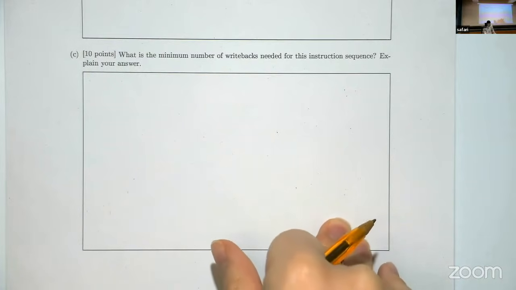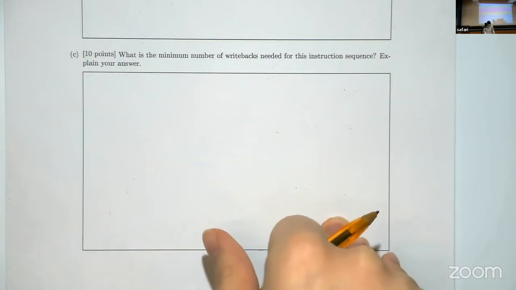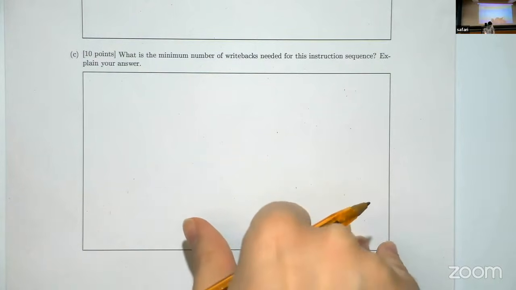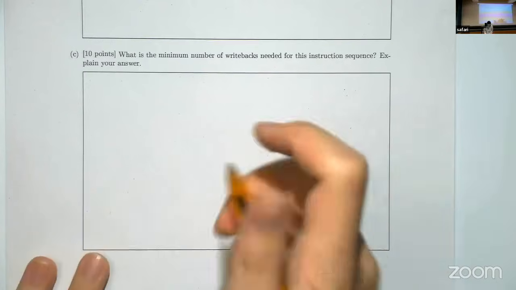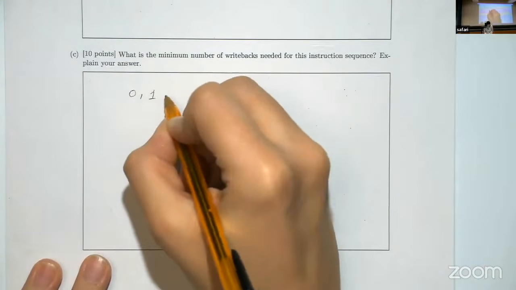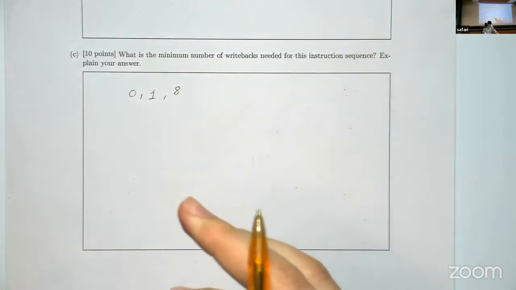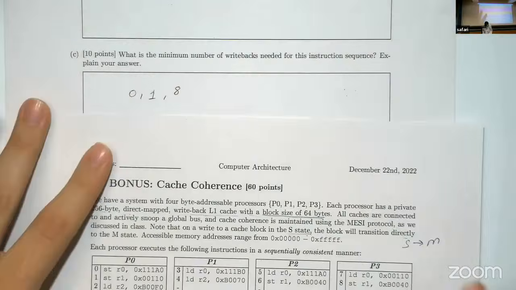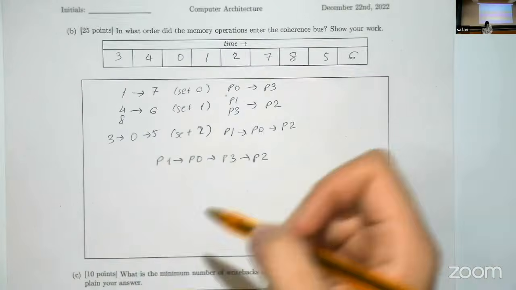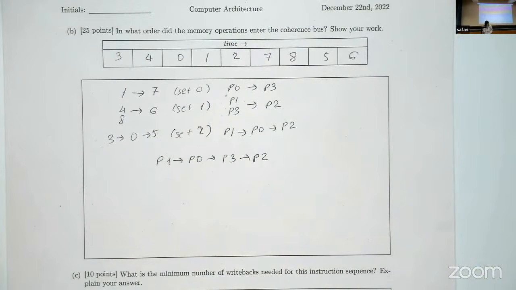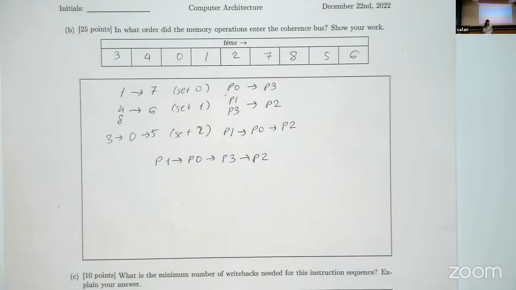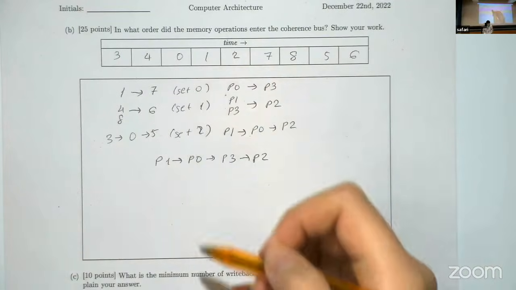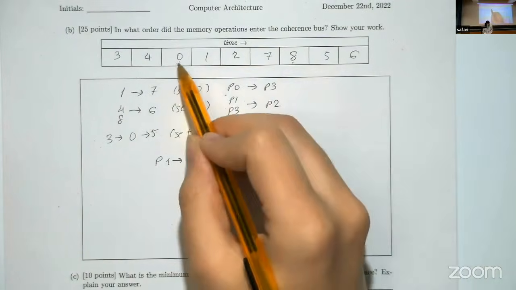The first one was instruction 0, and then instruction 1, and then instruction 8, which I can also show from here. So these are the store instructions that are followed by other instructions that use the same cache blocks. So these 3.